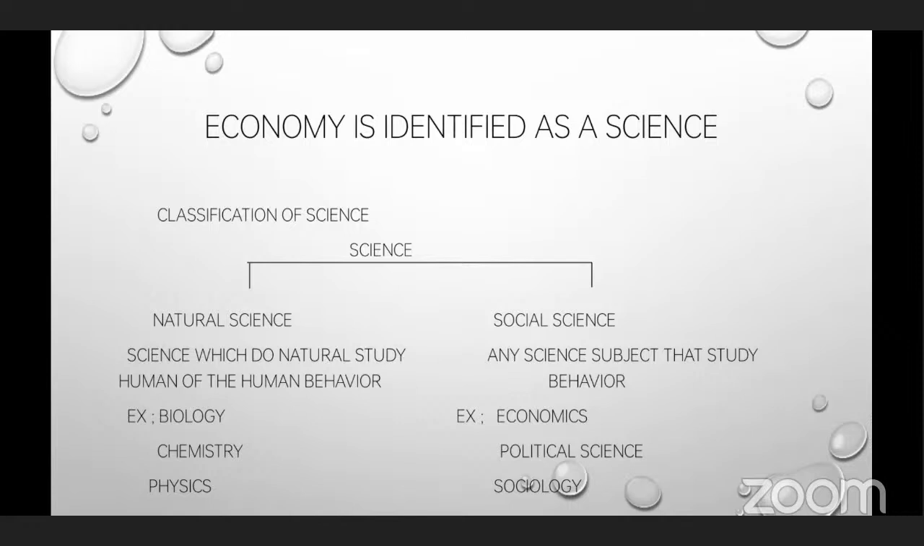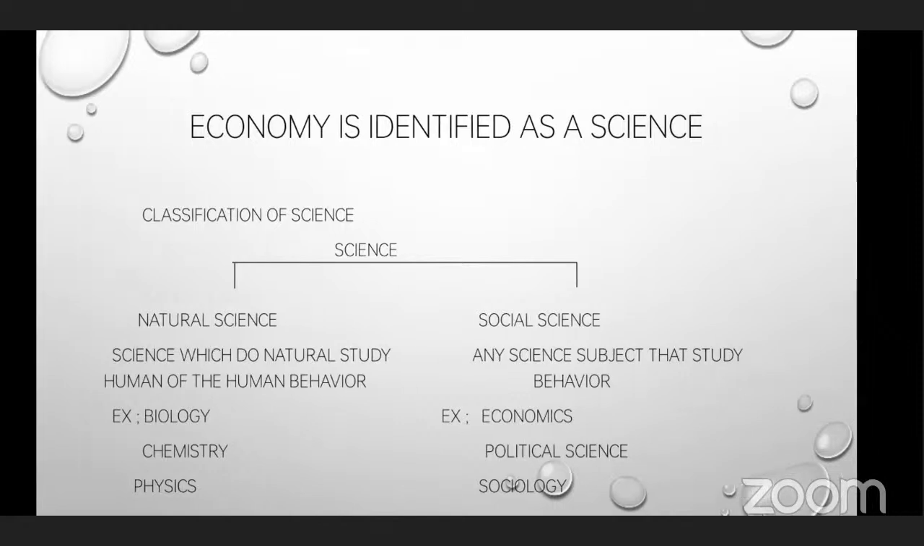What is natural science? Science which does natural study, while social science is any science subject that studies human behavior. Okay, we'll see examples for natural science: biology, chemistry, physics, geology, astronomy. Those are the examples for natural science. We will see the examples for social science: economics, political science, sociology. Now, economics studies rational behaviors of people in a particular society from an economic point of view. Therefore, economics is cited as a social science. Economics is considered the queen of social sciences, right? Okay, we'll move to the next slide.